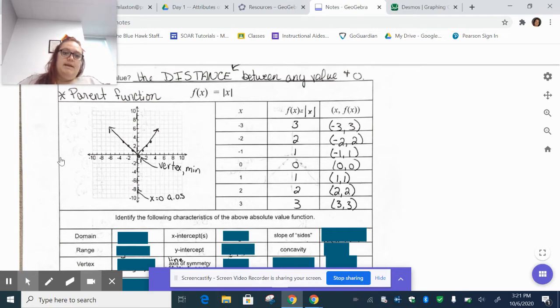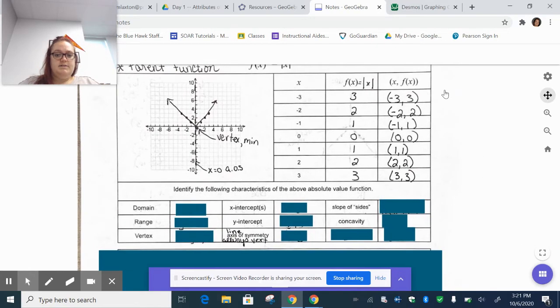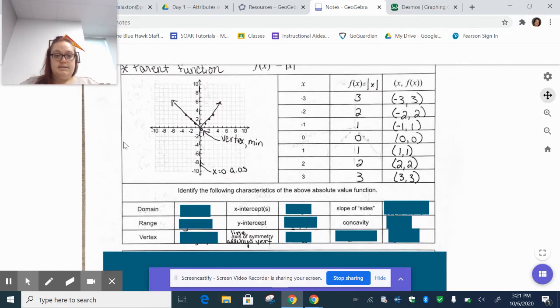Okay, now let's talk about some of these vocabulary words. Some of these probably look or sound familiar to you because we have talked about most of them. In fact, really, we've talked about all of them. So looking at domain, remember domain is all of the possible x values. Notice here that we have an arrow on the left-hand side and an arrow on the right-hand side. That means that our domain is all real numbers.